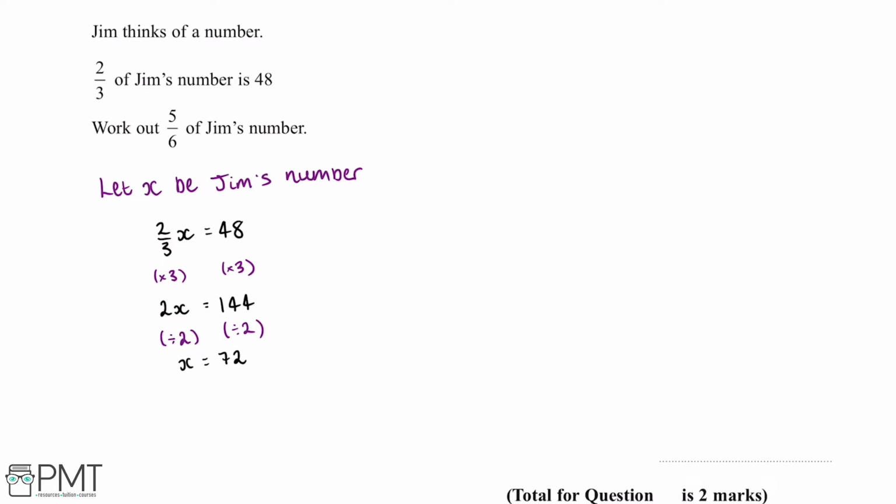So now the final thing we need to do for this question is work out 5/6 of 72. And to do this we can either do 72 divided by 6 multiplied by 5, or we can do 5 over 6 multiplied by 72. And this gives us a final answer of 60. Now this question's worth 2 marks. We'll get our first mark for working out what Jim's number is, and our second mark for working out 5/6 of this number.